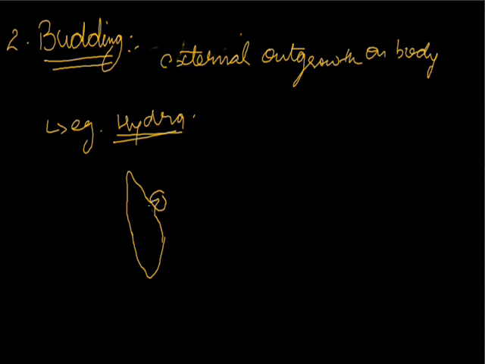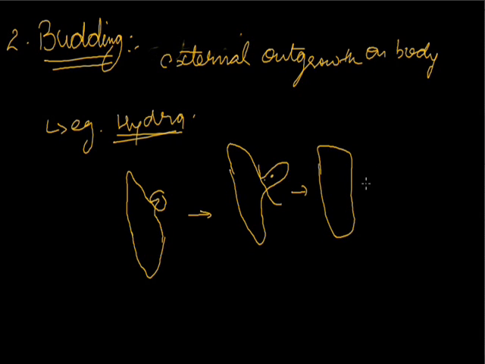Now what will happen? This bud will remain on the hydra and it will keep on growing on the hydra, and finally after some time it will completely develop, it will mature, and then it will be separated from here, and then we will get a new hydra with us. So that's why this is the process budding by which the hydra is dividing itself.